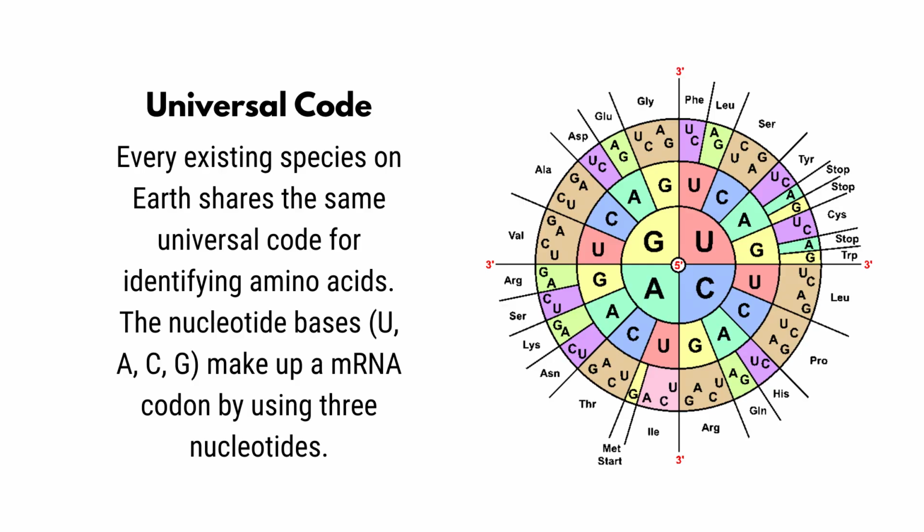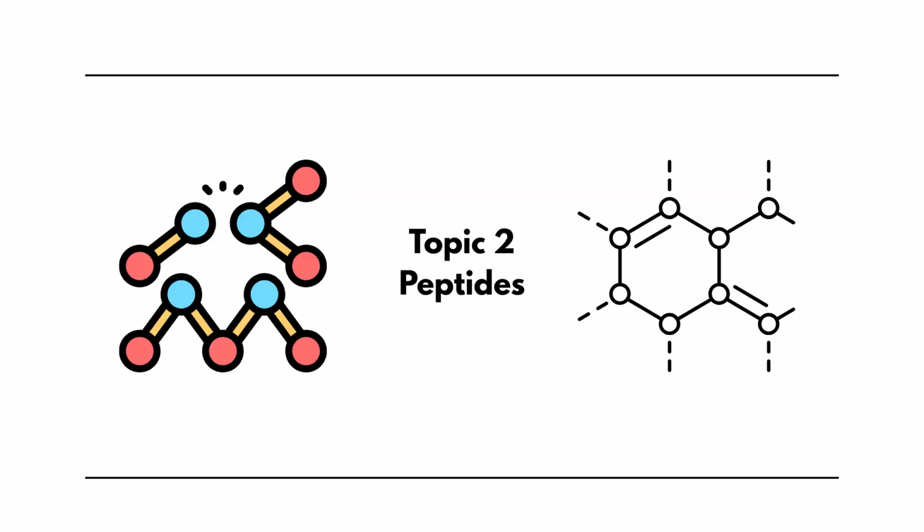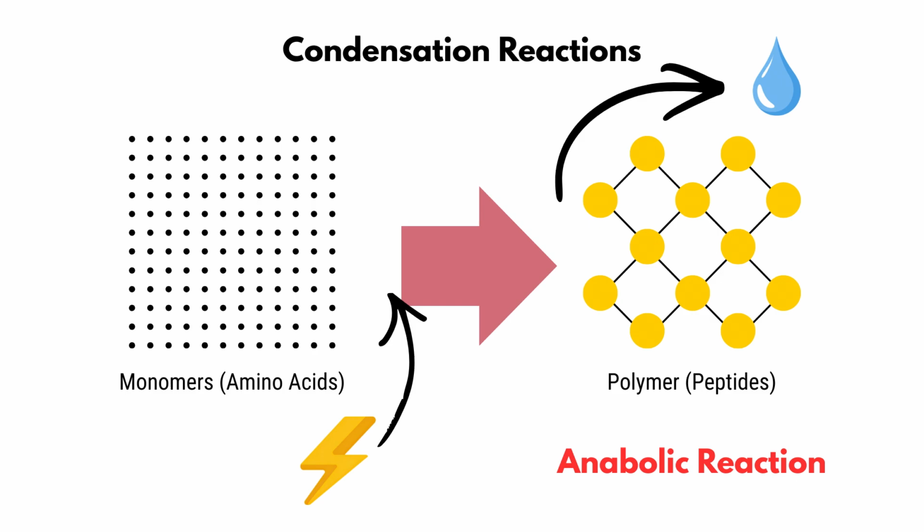into a primary structure. Alright, let's move on to our second topic, which is fittingly peptides. Now first we need to learn about condensation reactions, which are when monomers, such as amino acids, are condensed into becoming polymers, or in this case, peptides. This is an example of an anabolic reaction, which the opposite would be a catabolic reaction of hydrolysis. But for now, this case, we'll be focusing on condensation.